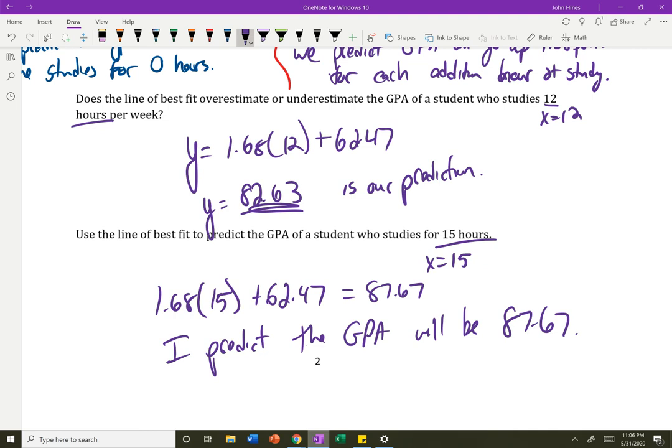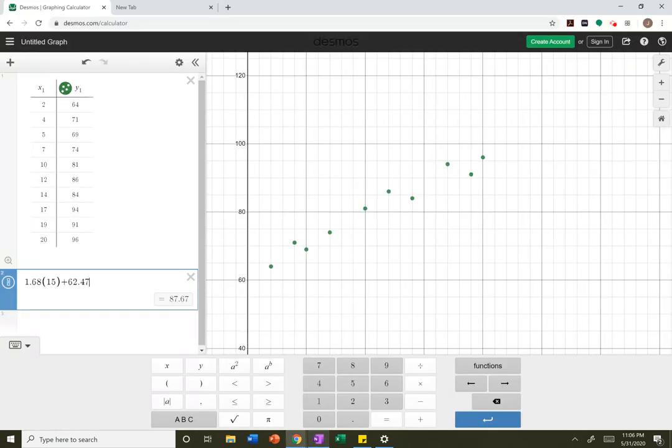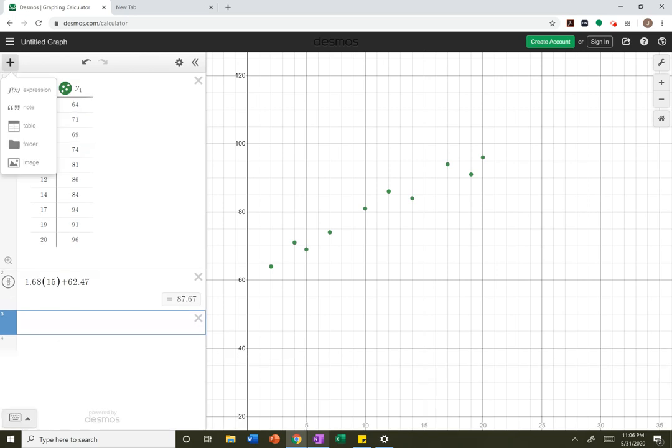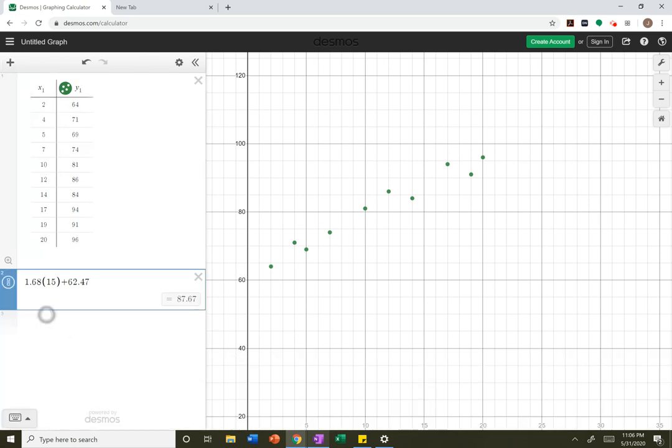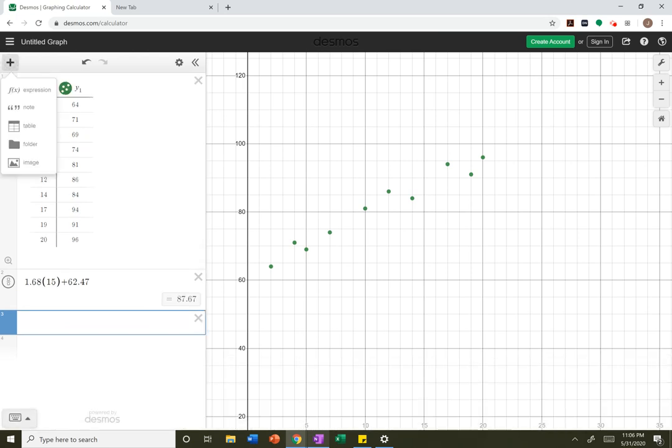So how do I use a scatter plot on Desmos? I can create a scatter plot by hitting the plus button and making a table. The key thing is you're going to hit plus and make a table. That's how we make scatter plots.